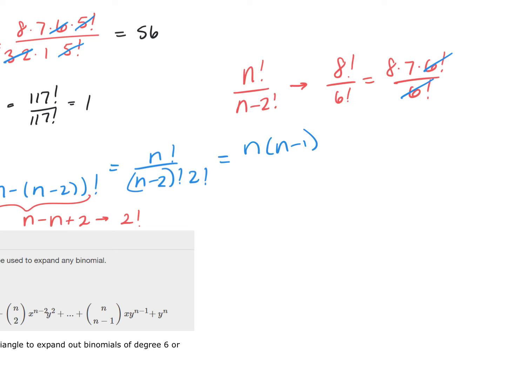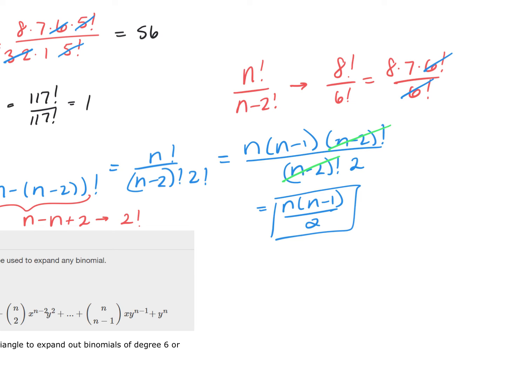N minus 1, that's like the 7. N minus 2, that's like the 6 factorial, over the n minus 2 factorial, and then 2 factorial is just 2, because it's 2 multiplied by 1. That allows me to cancel out that n minus 2, leaving me just n minus 1 all over 2. So that is the answer. My answer will be in terms of n and not just a numeric value.